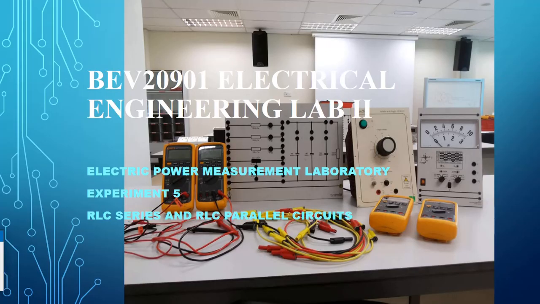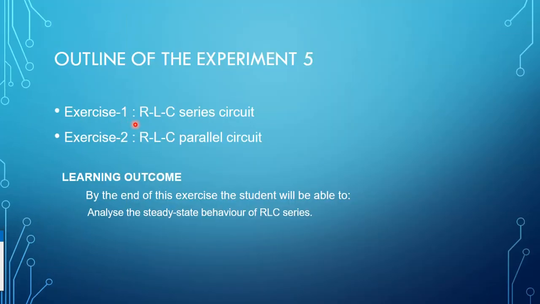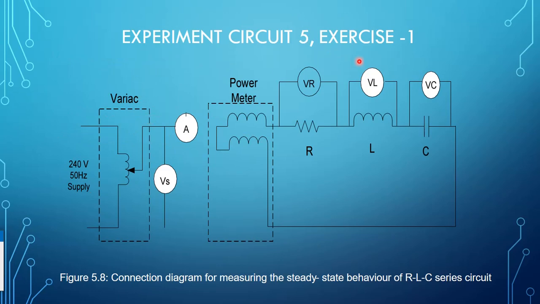Let's continue with experiment 5. This talks about the RLC series and RLC parallel. In exercise 1, you will learn about the RLC series, and in exercise 2 you learn about the RLC parallel. After these exercises, hopefully the student will be able to analyze the steady state behavior of RLC series and also RLC parallel. Let's see experiment 5 exercise 1.